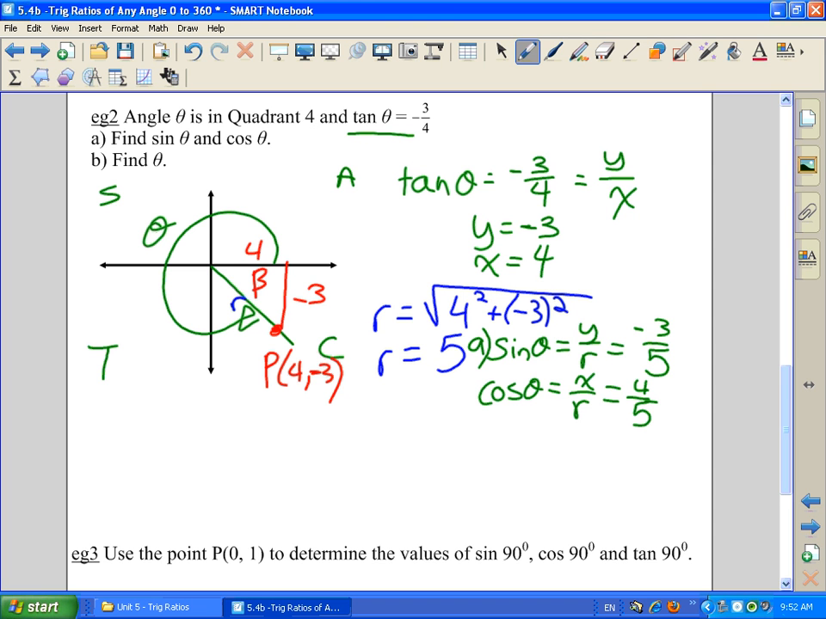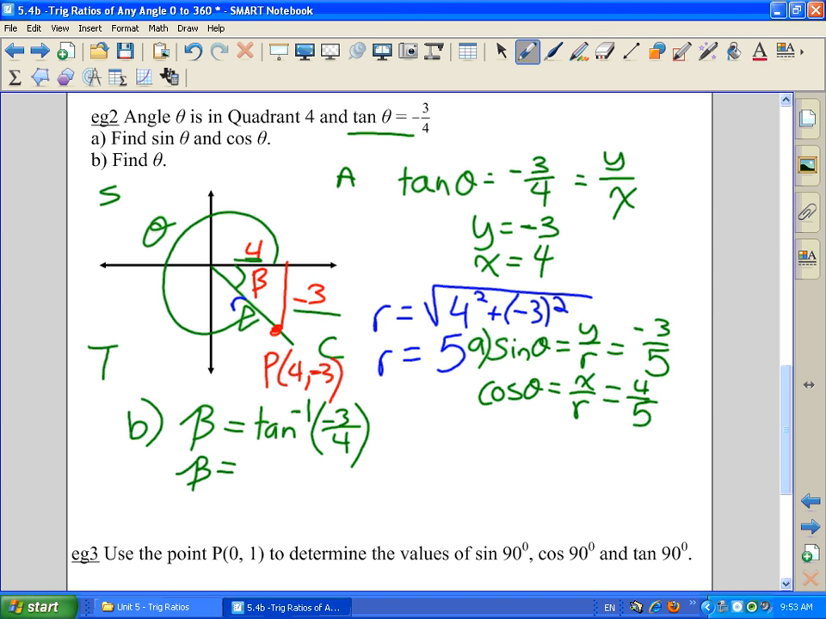Okay. B part, what does it ask us for? B part says to find theta. Well, I would always use the values that are given. The values that were given were the negative 3 and the 4. You could use the r as well. However, we tend to use the ones that are given just in case we made a mistake calculating our radius. So we're going to use the tan inverse of our opposite, which is negative 3 over 4, because that's what was given. So let's find that value, plug it in.